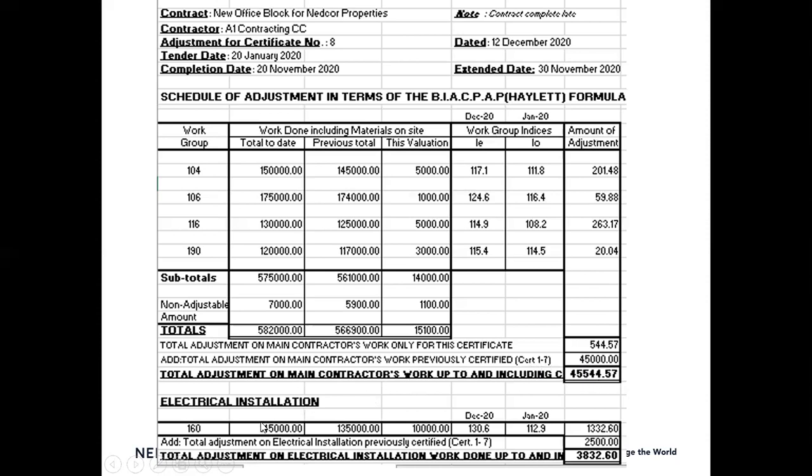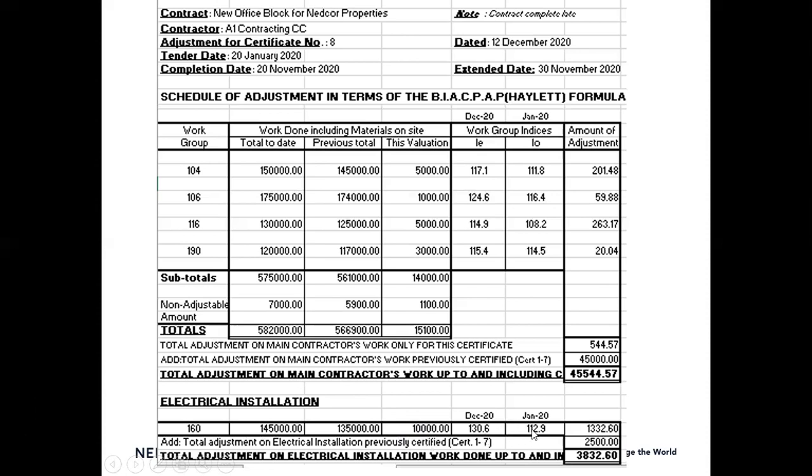You'll do the same for the electrical, and note the electrical is work group 160, total to date, and this figure 145 rather, will be supplied by the electrical engineer. You will phone the electrical engineer and say, Mr. Engineer, I'm preparing certificate number 8. What is the value of the work done for electrical? In other words, work done plus the materials on site, and that figure of 145,000 will be supplied by the electrical engineer. Less the previous month, so we've got 10,000 Rand to pay the electrical contractor this month.